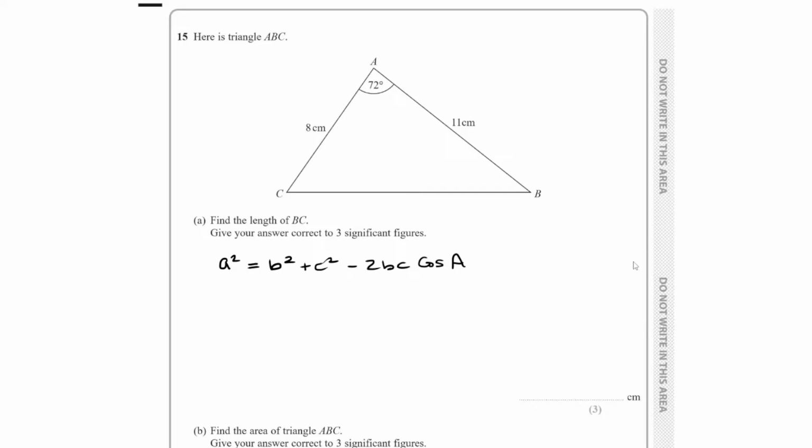You can't do sine rule because there's not enough angles. It just doesn't fit, does it? With sine rule, you have 2 sides, 2 angles. We have 2 sides, we don't have 2 angles, and they haven't asked us to find another angle, so it wouldn't make sense to use sine rule.